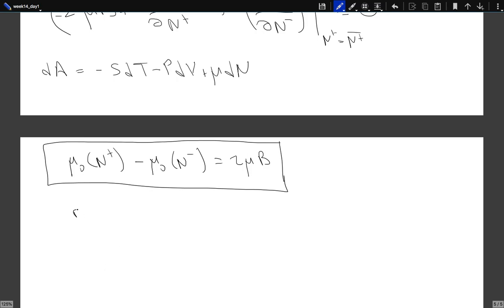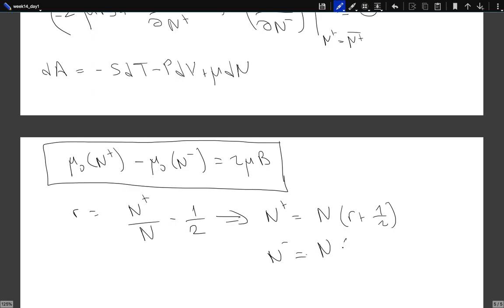So let me first define some number R as N plus over N minus 1/2. Basically because R will go to 0 in the B goes to 0 limit, I can make an expansion in R. So this tells me that N plus is equal to N times R plus 1 over 2, and hence N minus is equal to N times R minus 1 over 2.